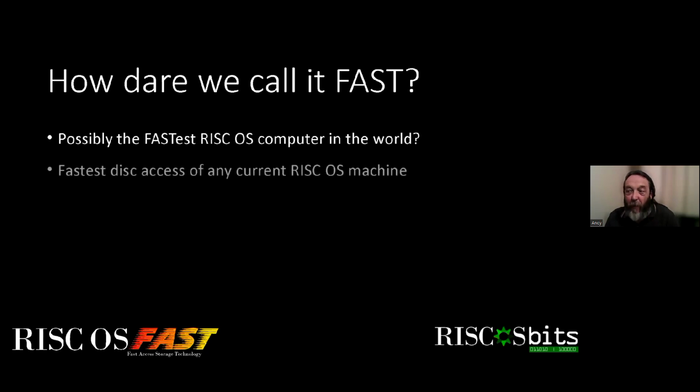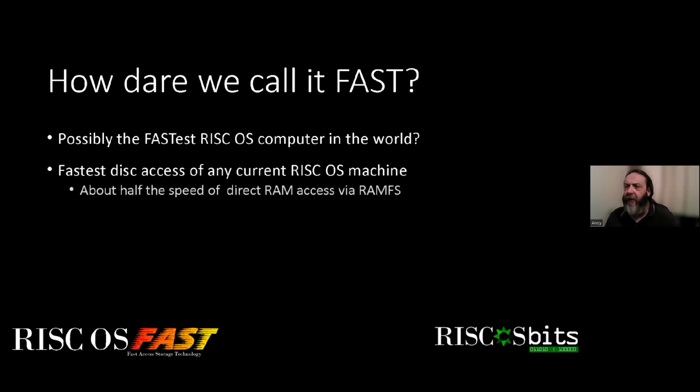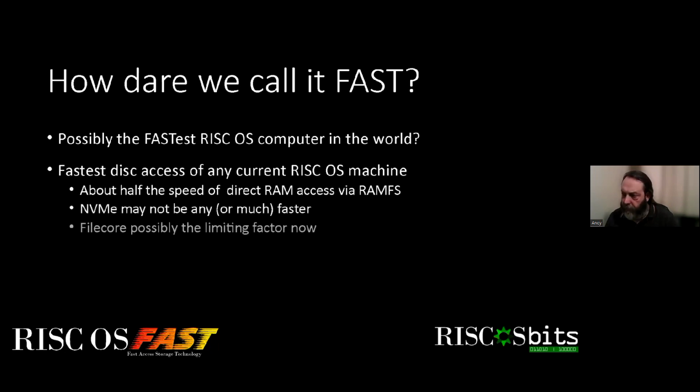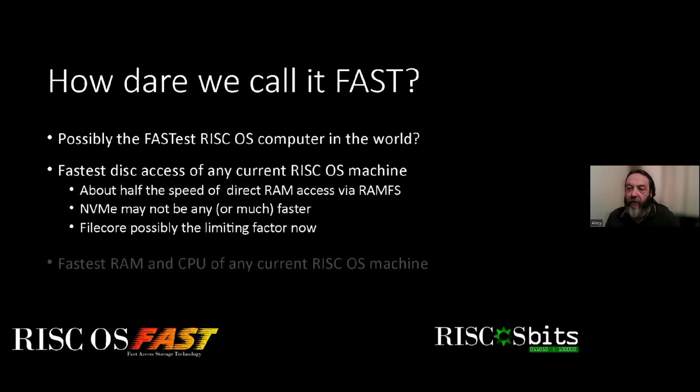We call it FAST because it is possibly the fastest RISC-OS computer in the world. Possibly. According to Chris Hall's benchmarks, that seems to be what he's saying there. And it also seems to have the fastest disk access of any current RISC-OS machine. It's about half the speed of direct RAM access. And in exploring some of that, we've discovered that the inhibiting factor at the moment appears to be file call rather than the speed of data transfer.